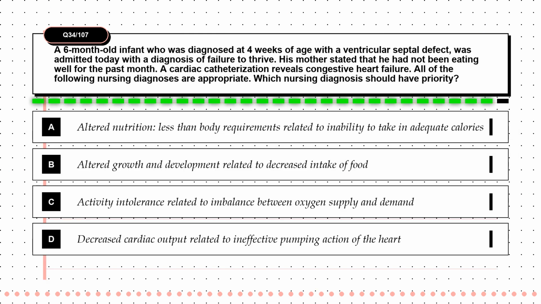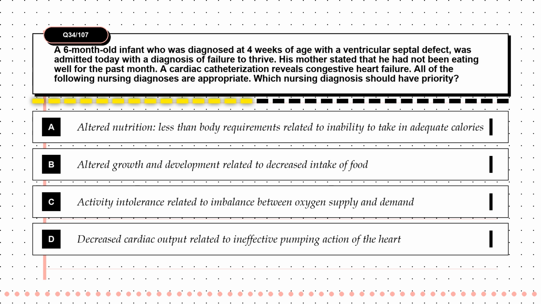Question 34. A 6-month-old infant who was diagnosed at 4 weeks of age with a ventricular septal defect was admitted today with a diagnosis of failure to thrive. His mother stated that he had not been eating well for the past month. A cardiac catheterization reveals congestive heart failure. All of the following nursing diagnoses are appropriate. Which nursing diagnosis should have priority? Here are the options.